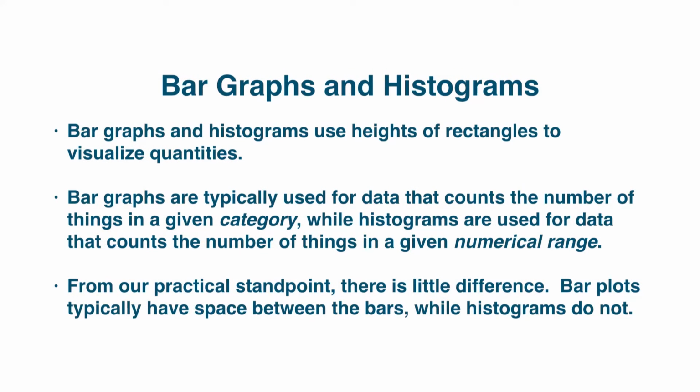Two that are very standard are the related bar graphs and histograms. You've seen these before, certainly. The only real difference between them is that bar graphs are typically used for data that counts the number of things in a given category, while histograms are used for the number of things in a given numerical range.